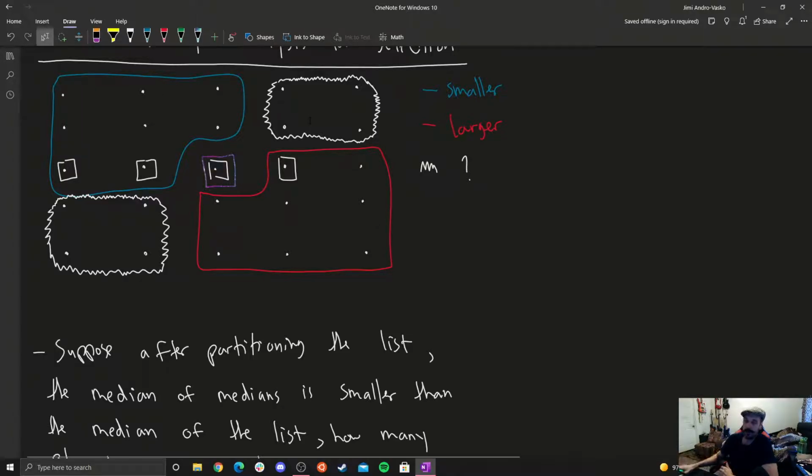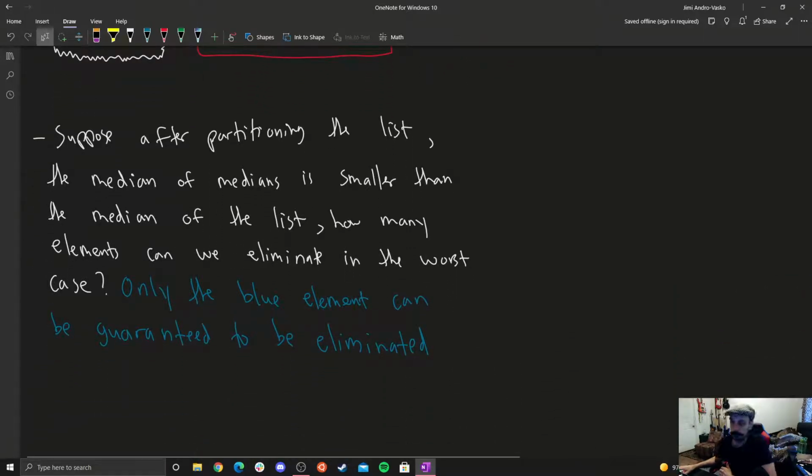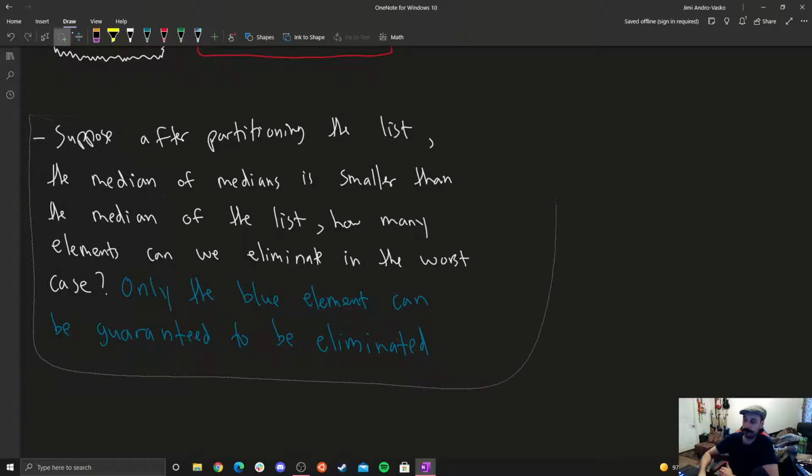Now let's write the notes here for what about if it's smaller. Sorry, what if the median of medians is larger? So let me actually just copy this to avoid writing all this out again.